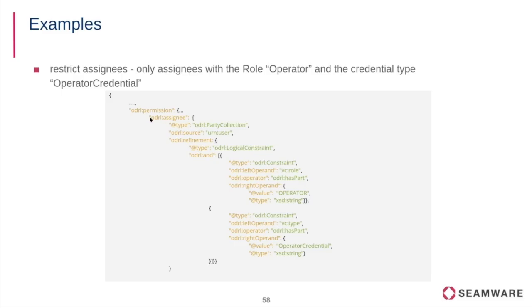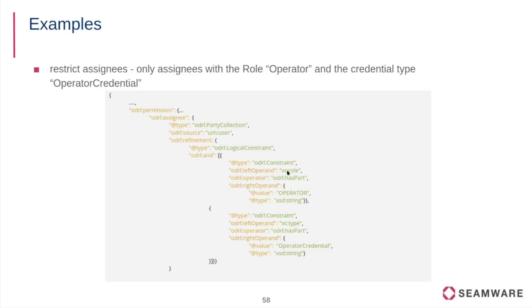Therefore, we don't have the assignee as an ID or a very generic rule, but we define a party collection. And similar to the asset collection, we can now define refinements that the party, or the user, has to fulfill in order to be given access. We are using logical constraints here, so it needs to fulfill multiple constraints.